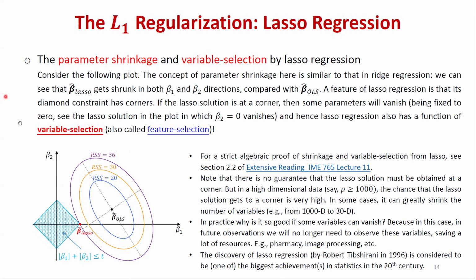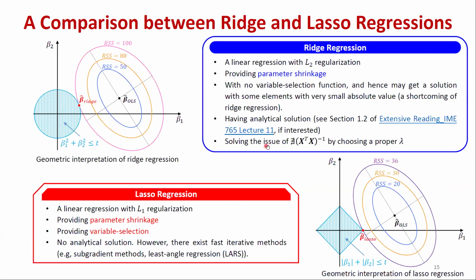And if you're interested in the original paper, how it was discovered, you can read it. You just search Robert Tibshirani and the lasso regression. You can find the milestone paper. It's really a milestone result. Anyway. Okay, so this is the lasso regression.